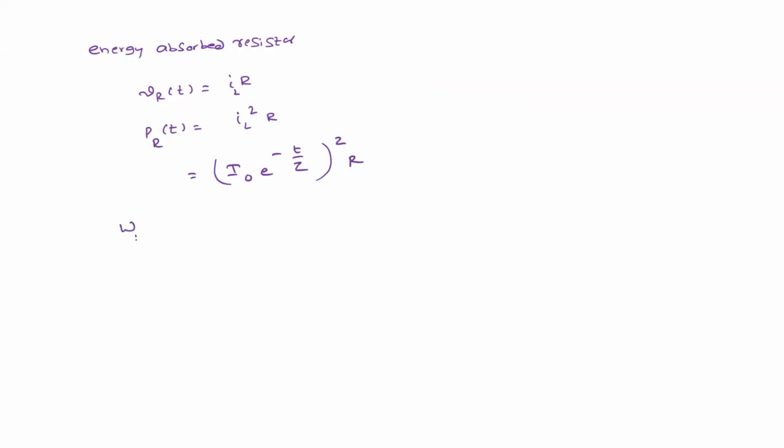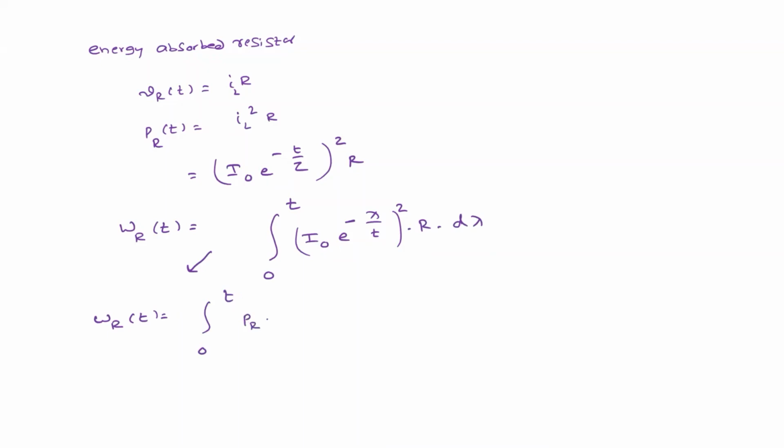So how to get the energy? What we have to do is integrate from 0 to t, I naught squared into e to the power of minus lambda by tau, whole squared, into R d lambda. Lambda is some finite value. Otherwise, for omega R of t, if you have confusion, we have this p R of lambda into d lambda. Okay, understood?